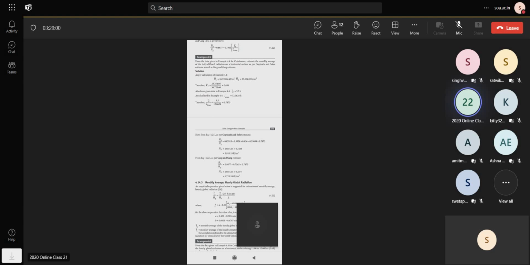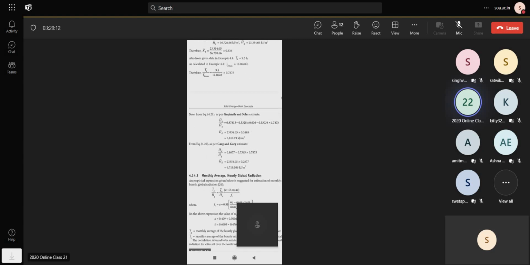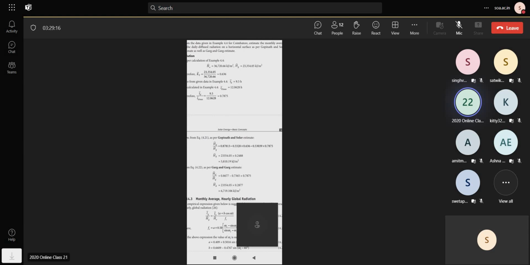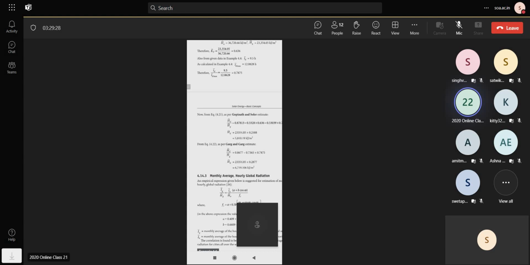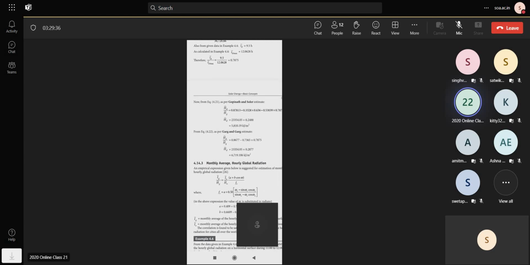See again, this is one of the empirical formulas I have told you. I'm directly giving just the empirical expression, and I will tell you the notation also. Previously, the first one was beam radiation, then the Gopinath solar and Garg and Garg one was diffuse radiation. And now the total monthly average hourly global radiation, diffuse radiation plus beam radiation, is your global or total radiation. Generally we use this formula: Ig bar divided by Hg bar equals I0 bar by H0 bar into A plus B cos omega. This omega is your solar hour. How to calculate this omega, we'll see in the problem.